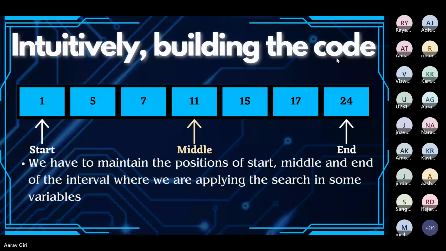Remember this. When we discard the left side, we are going to make start equals mid plus 1. And whenever we are going to discard the right side, we are going to make it end equals middle minus 1. All right. So I just formalized this. I've written this down here.